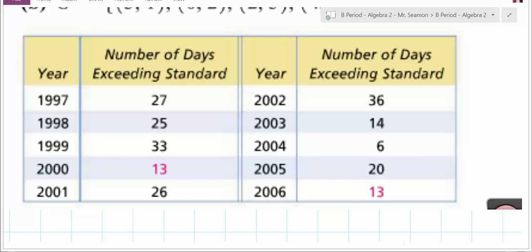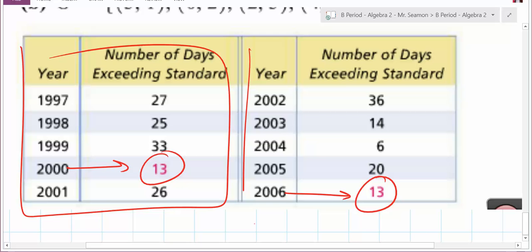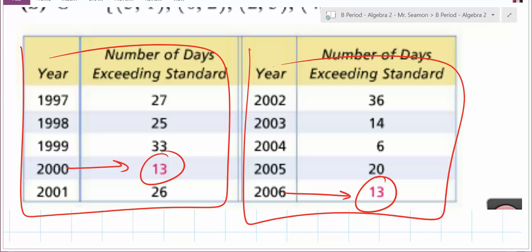Take a look. Yeah, they're highlighted. I was trying to figure out how to quickly take the color out of an image. Why can't you have 13 go to 13? Because in 2000 it goes to 13, and in 2006 it goes to 13. This is one part of the table, and this is another continuation of the table. It's the same table. If these were separate, they each would be one-to-one.